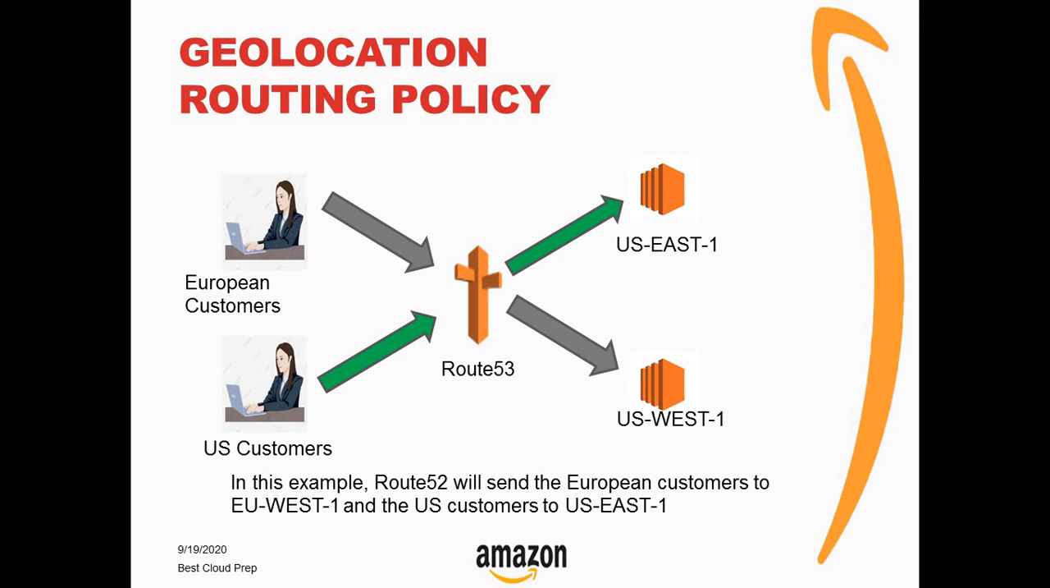Now comes geolocation routing. It allows our European customers to be sent to our European servers, and our US customers to be sent to our US servers. It doesn't have anything to do with latency. It actually knows where our customers are and then makes routing decisions based on that. So that's how geolocation works.